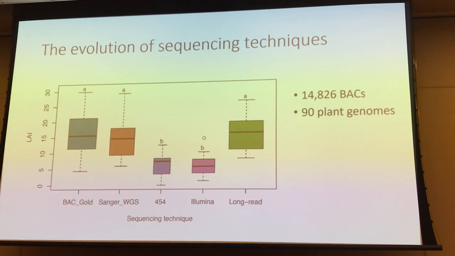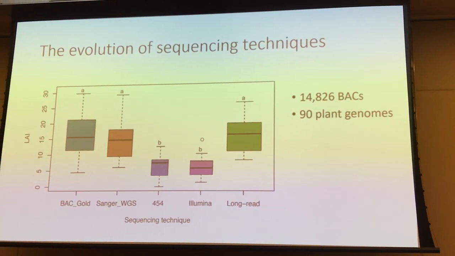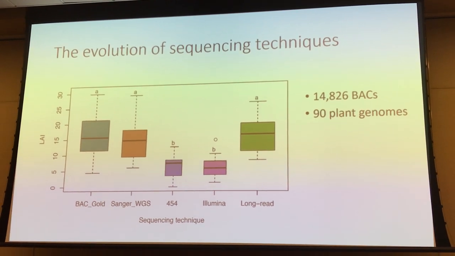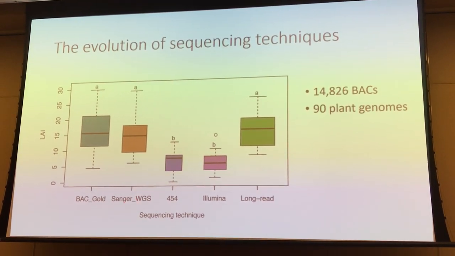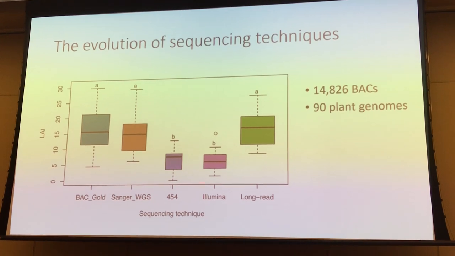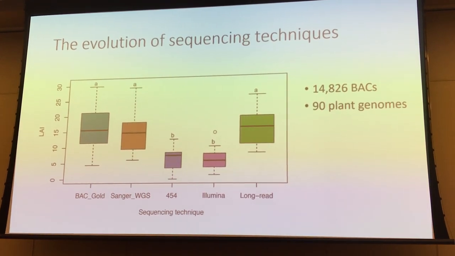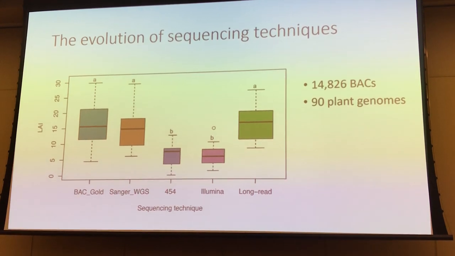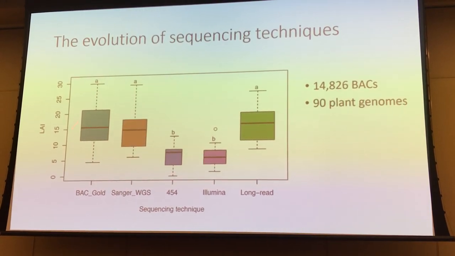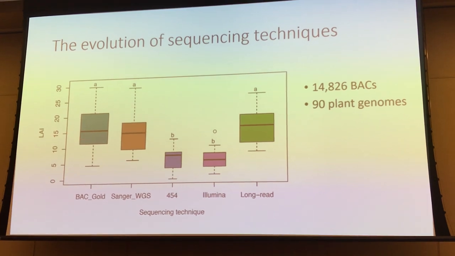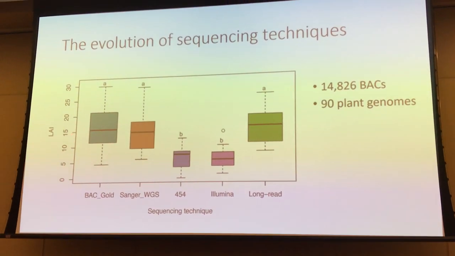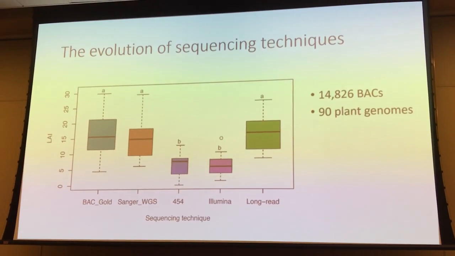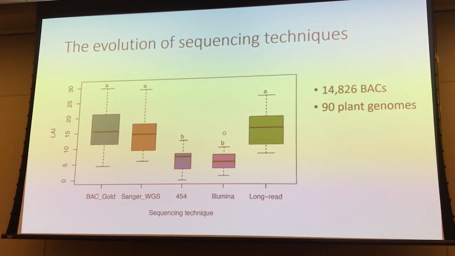So this is a summary of 90 plant genomes across different platforms. This is BAC-by-BAC, which is the gold standard, and Sanger-based whole genome shotgun sequencing, next-generation sequencing, an Illumina short read, and this is long read sequencing. As you can see, these three techniques yield equally good genome assemblies, with an equally good LAI score, which is around 15.